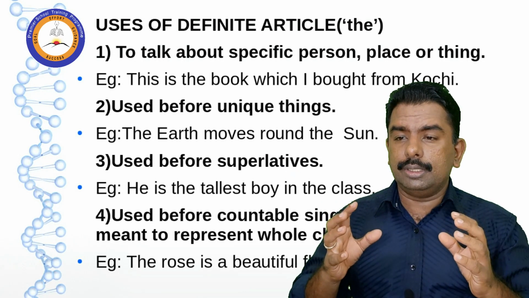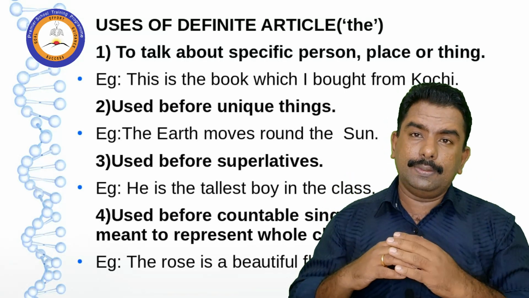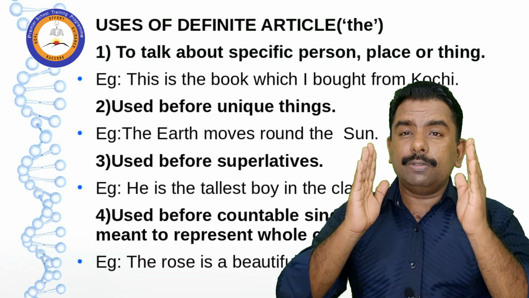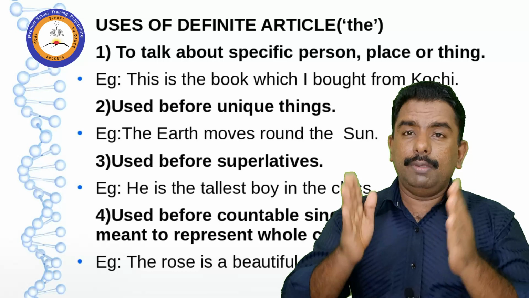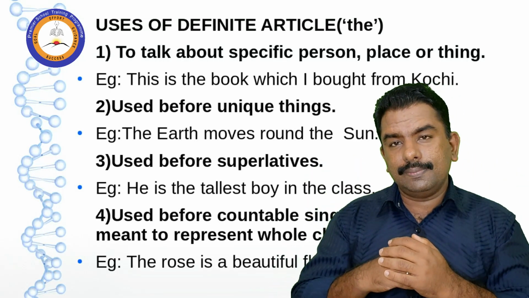The third point is, used before superlatives. We have discussed in the last class degrees of comparison: positive degree, comparative degree, and superlative degree. Before the superlative degree, that is the topmost degree, we use 'the' to point out a specific thing. He is the tallest boy in the class.